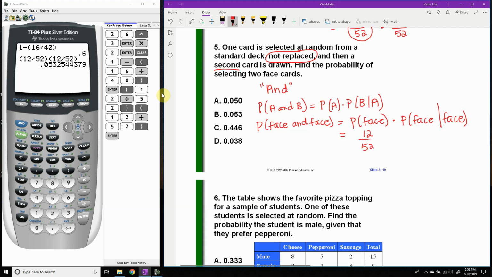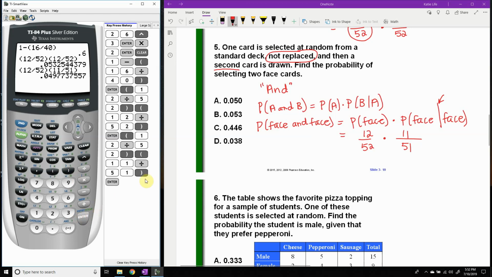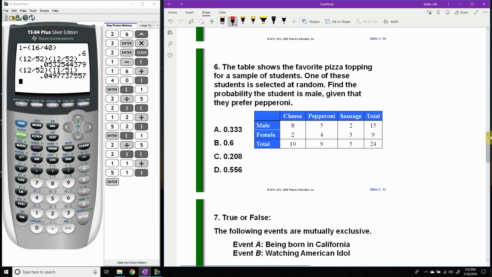Now, that card is not replaced. So for the second card that is drawn from the deck, we have to assume now it's out of 51 because that first card is not replaced. I also have to consider this conditional part of my probability that the first card drawn could have been a face card, right? We don't know what it is going to be beforehand, but after it's drawn, it's not going back in the deck. So I have to account for the fact that potentially now I'm at 11 face cards left in the deck. So 12 out of 52 times 11 out of 51 is going to give us 0.049, which is going to round up to 0.05. So 5 is A.